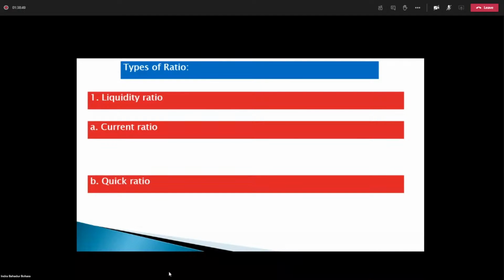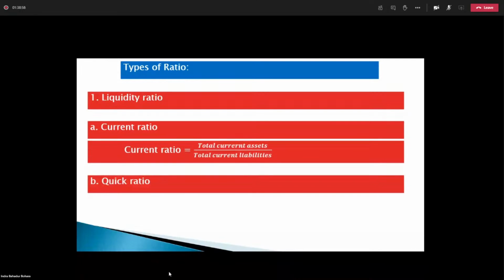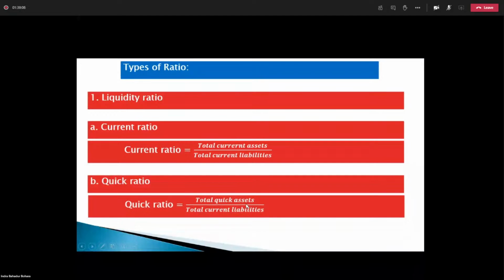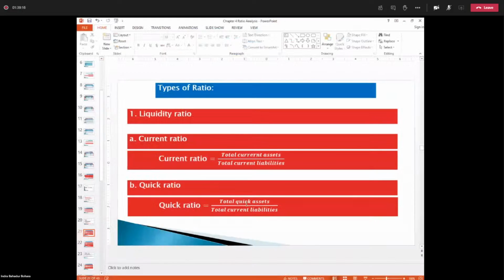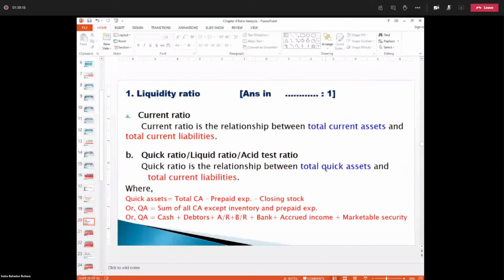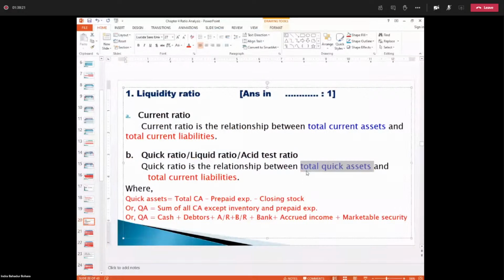Current ratio and quick ratio are the two ratios calculated under the liquidity ratio. Current ratio is the ratio of current assets and current liability. So first factor is in numerator and second factor is in denominator. Similarly, quick ratio, quick assets divided by current liability. Quick asset is first factor and current liability is second factor. That I have shown you here. So first factor is in numerator, second factor should be in denominator.